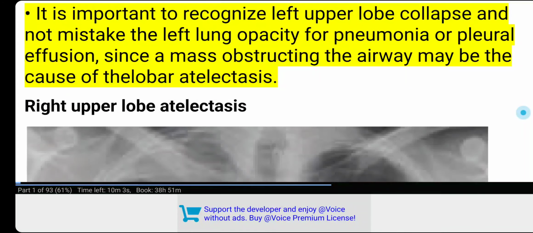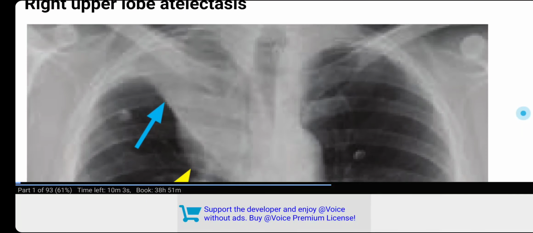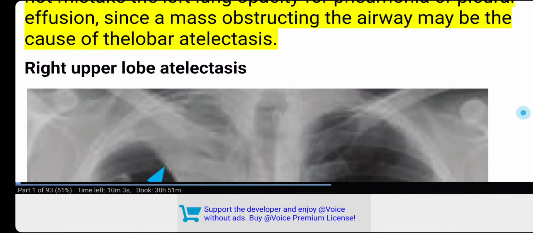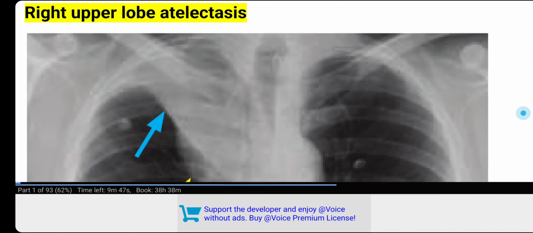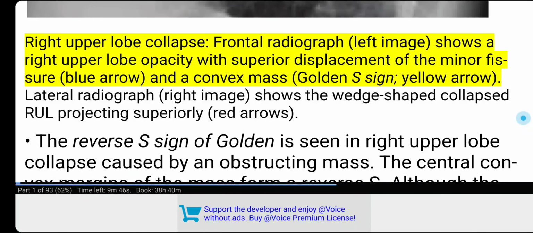It is important to recognize left upper lobe collapse and not mistake the left lung opacity for pneumonia or pleural effusion, since a mass obstructing the airway may be the cause of the lobar atelectasis. Right upper lobe atelectasis. Right upper lobe collapse.